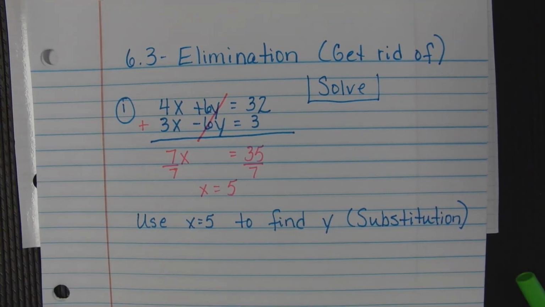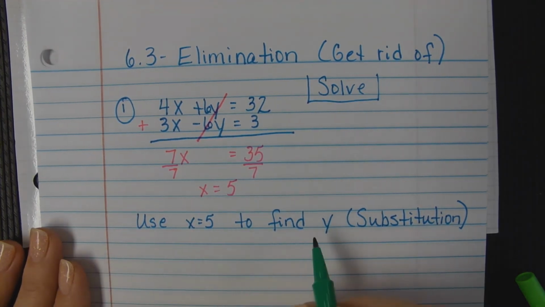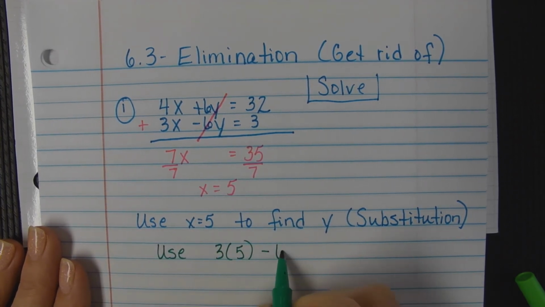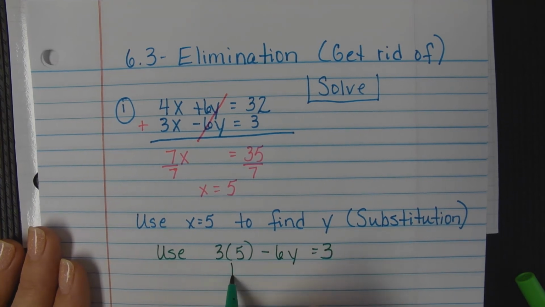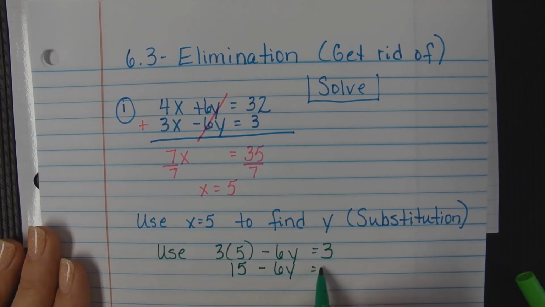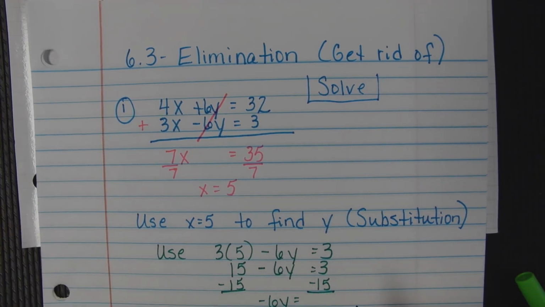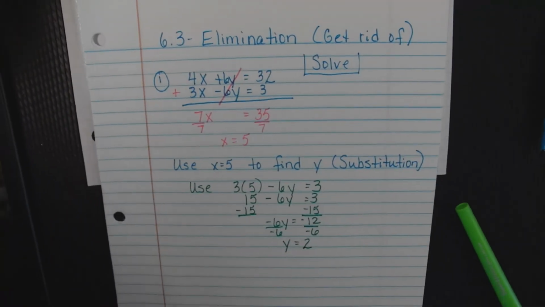What equation should we use? Let's use the bottom one. Does it matter? No. Let's use the second one. 3 times 5 minus 6y equals 3. 15 minus 6y equals 3. Watch your negatives. Minus 15. What is 3 minus 15? Good. Divide by negative 6. Y is equal to positive 2. Oh boy. So sorry. My fault.